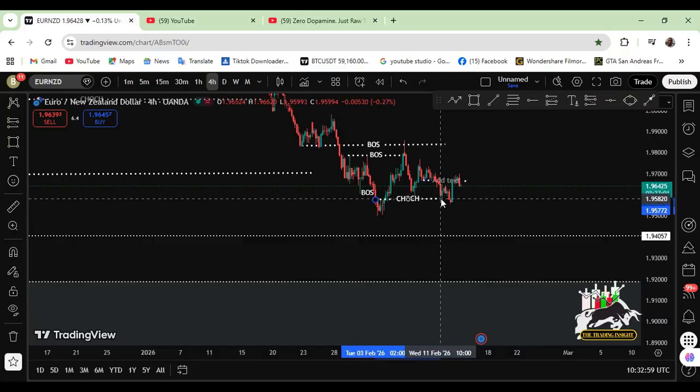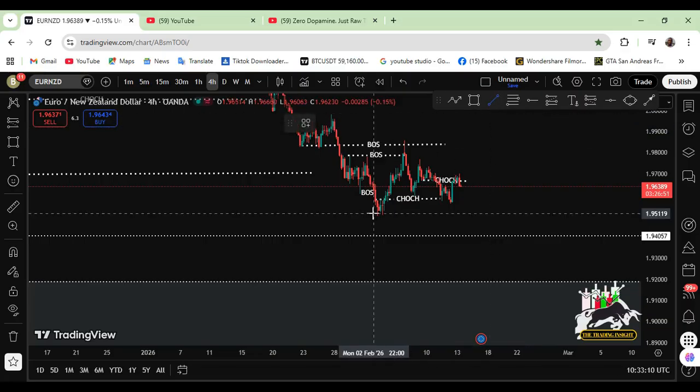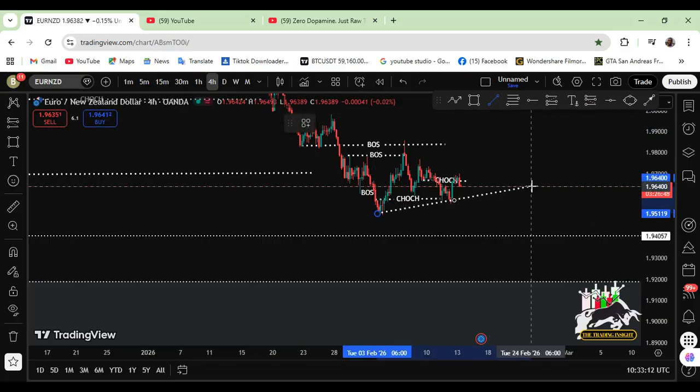Maybe I can bring this here. So that's an internal change of character too. And now this is where we'll be taking our trade. This whole place, we'll be looking to sell down to this place. So I can bring in my trend line, to draw in order.